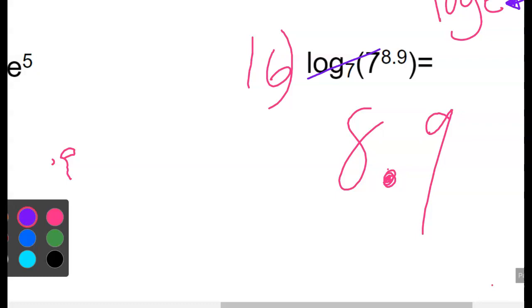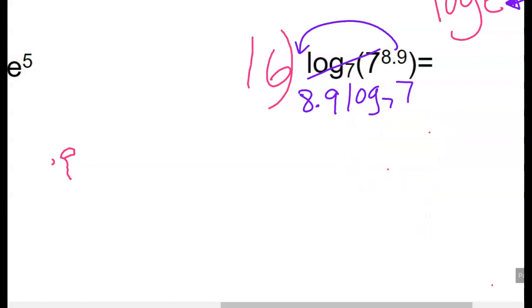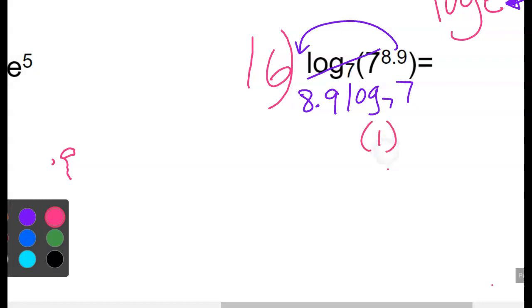So look, one of the log properties that we're going to go over today is that when you have an exponent on the term being logged, another way to write it is with the exponent as the coefficient on the log. So log base 7 of 7, what is that? 1. So then 1 times 8.9 is how much? That's really why we're left with 8.9 here.